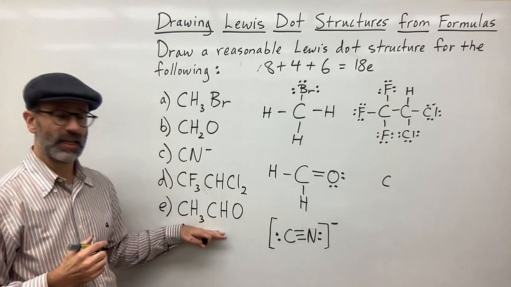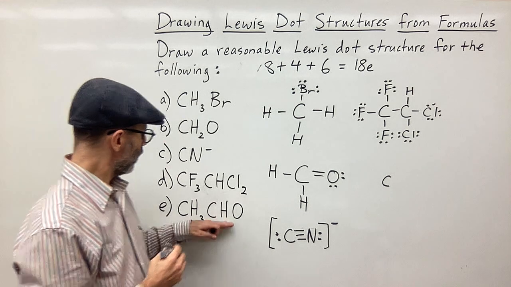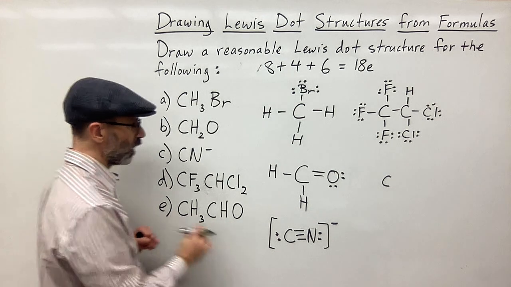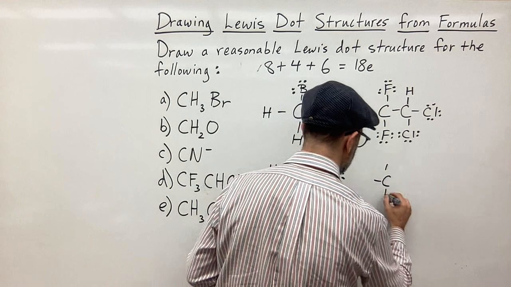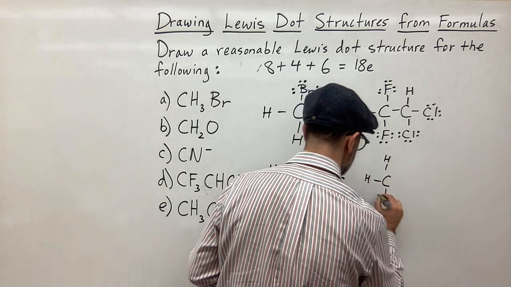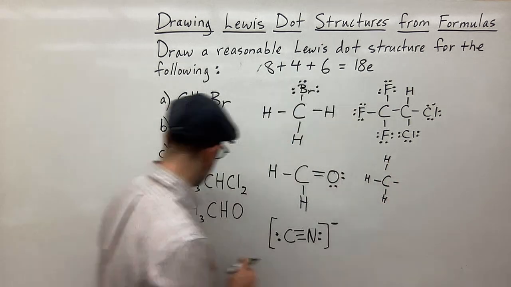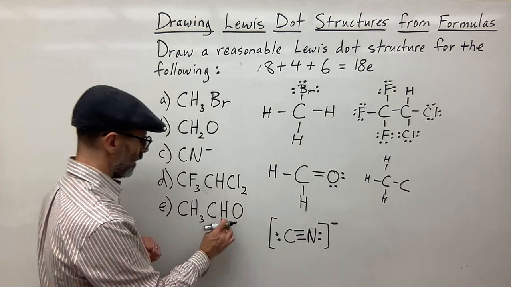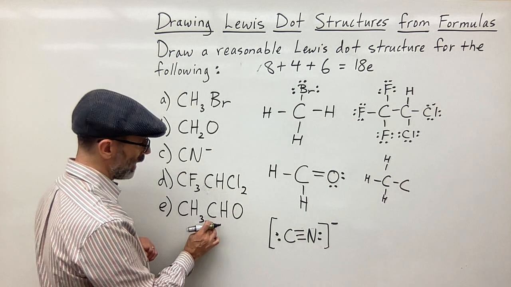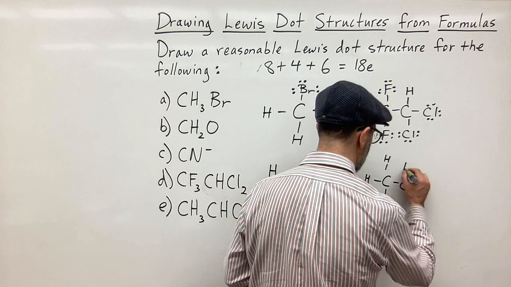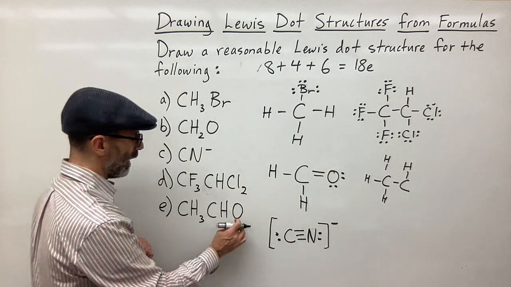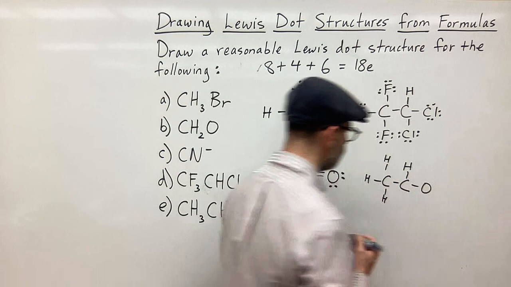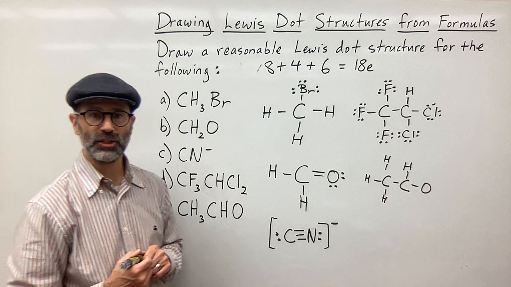Now we do the skeletal structure, the 2 carbons. Now notice the 3 hydrogens follow the carbon, so we're going to bond those hydrogens to the carbon. This carbon follows, so that's going to be bonded to the carbon. And then this hydrogen follows directly after the carbon, so that's going to be bonded to the carbon. And this oxygen is going to be bonded to the carbon as well. So there's my skeletal structure.